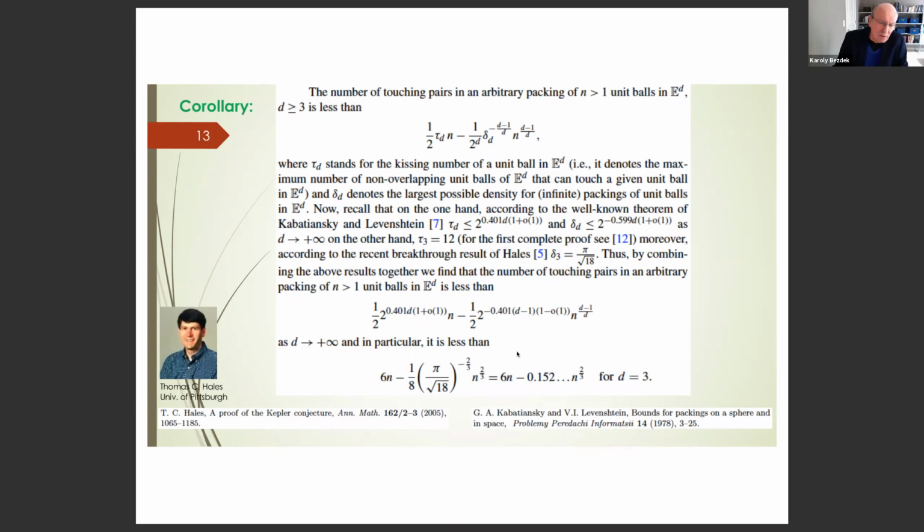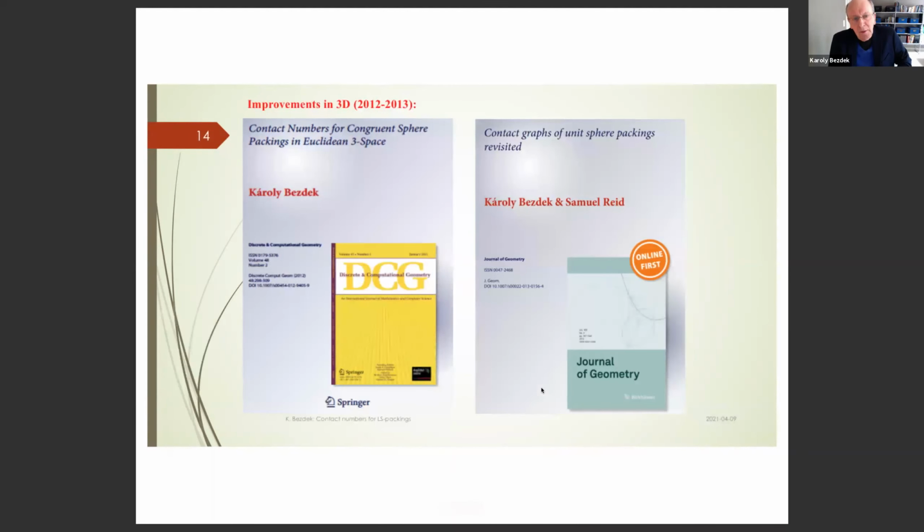So I just want to focus on the 3-dimensional case for a few more minutes and see whether we can do better than this result here. Can we improve this upper bound on the contact numbers of unit ball packings? And the answer is yes. In dimension 3, one can do this. And these papers are referenced here.